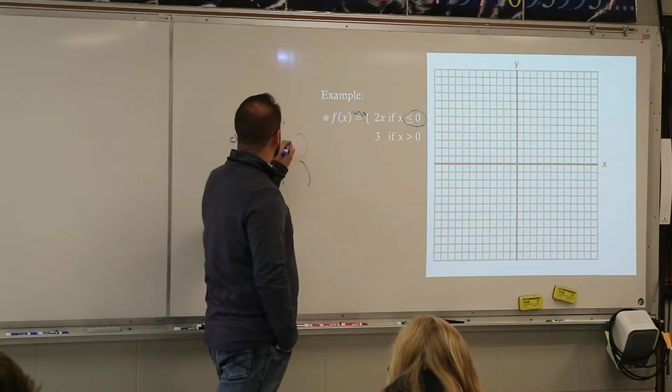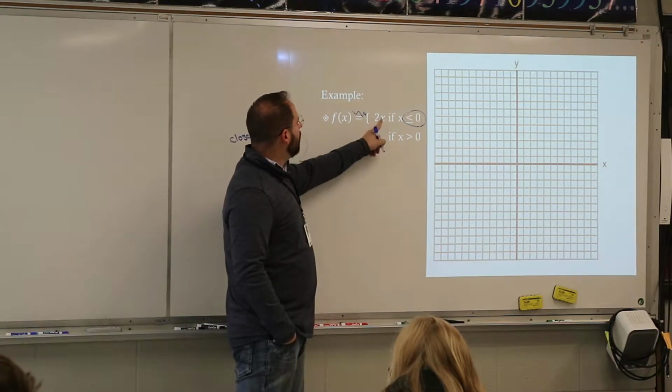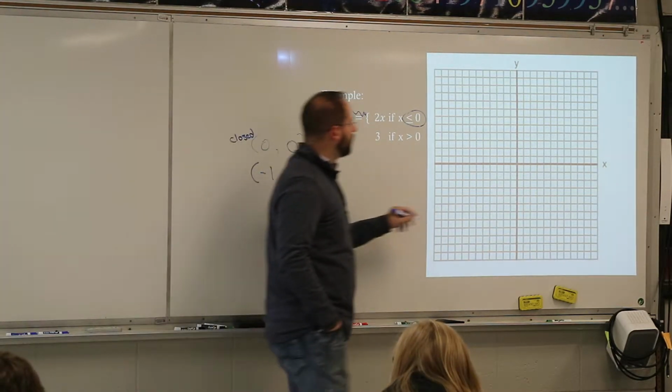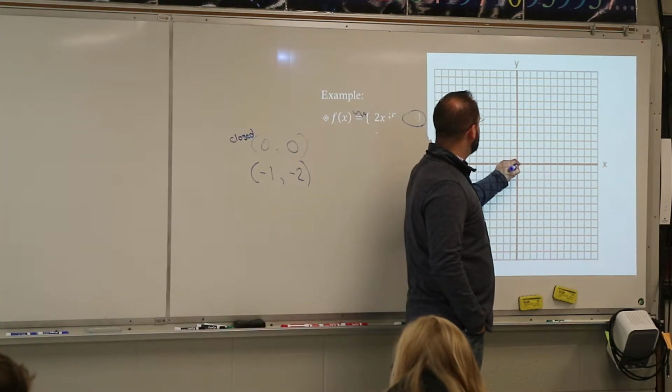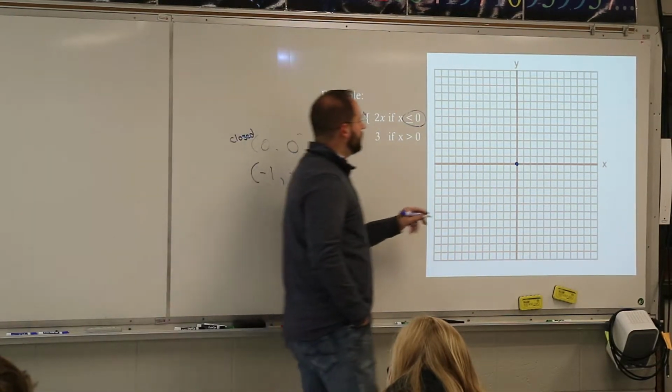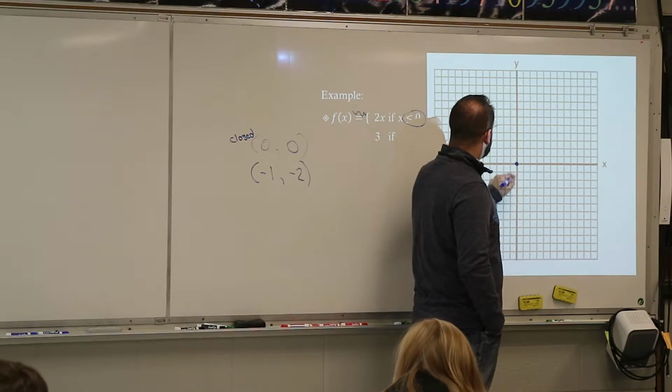0 times 2 is 0. -1 times 2, that's -2. So there's my 2 numbers. When I plugged in 0, that's a closed circle again, because it had the bar underneath it. And when I plugged in -1, I got a -2 out of it. -1, -2, and it's going to the left.